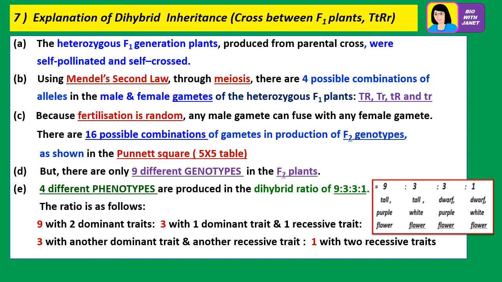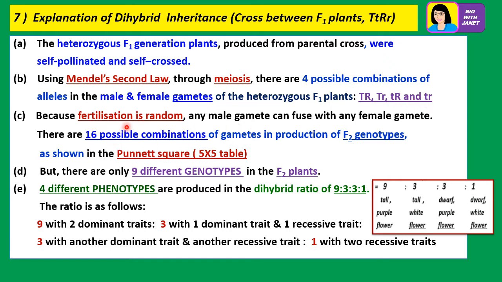So here's the explanation for the cross between the 2 F1 plants, explanation of dihybrid inheritance. We just continue with this, the cross between the F1 plants, big T, small t, big R, small r. I'll just read from here. The heterozygous F1 generation plants produced from the parental cross were self-pollinated and self-crossed. Using Mendel's second law through meiosis, there are 4 possible combinations of alleles in the male and female gametes of the heterozygous F1 plants. In the gametes, the alleles may be big T, big R, big T, small r, small t, big R, and small t, small r.